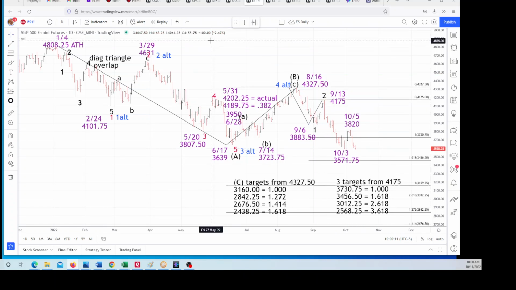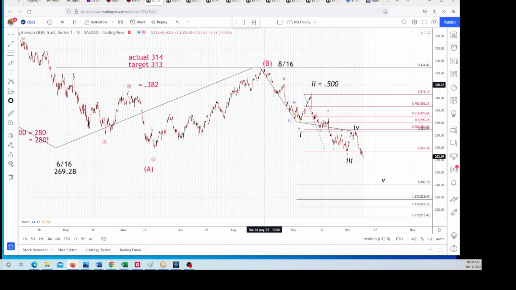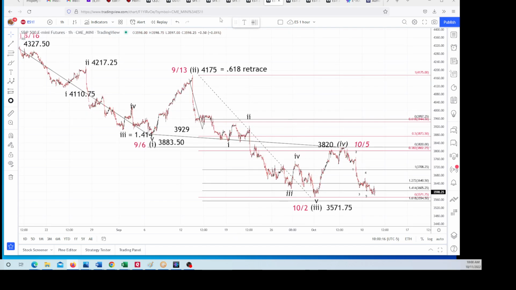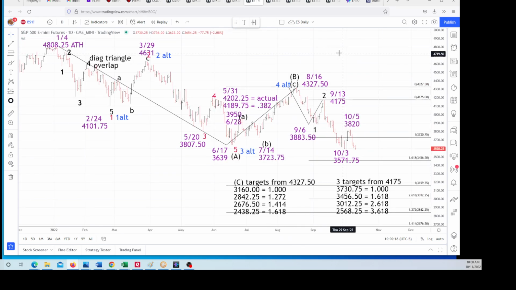Okay, on those Qs, did I calculate that 5? Yes, I did. Okay, I was looking at that there. So that is the daily from the 8/16 high.